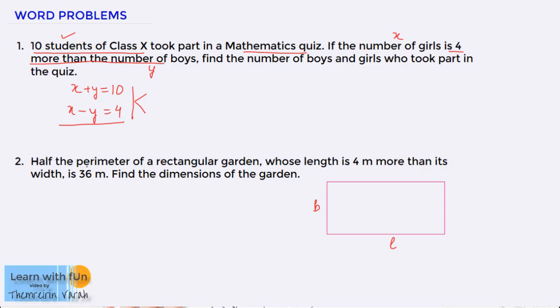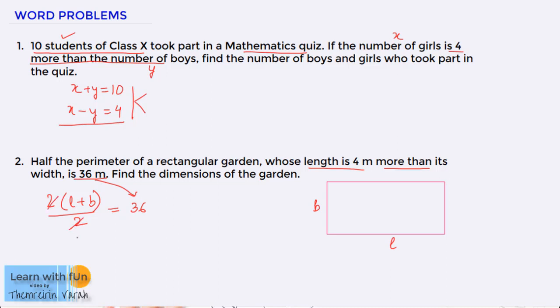Now the second question: half the perimeter of a rectangular garden, whose length is 4 meters more than its width, is 36 meters. Find the dimensions of the garden. The half perimeter of the rectangular garden is given as 36 meters. Perimeter is the boundary of the garden. We know that the perimeter of a rectangle is twice into length plus breadth. We divide it by 2 and it is given as 36 meters.